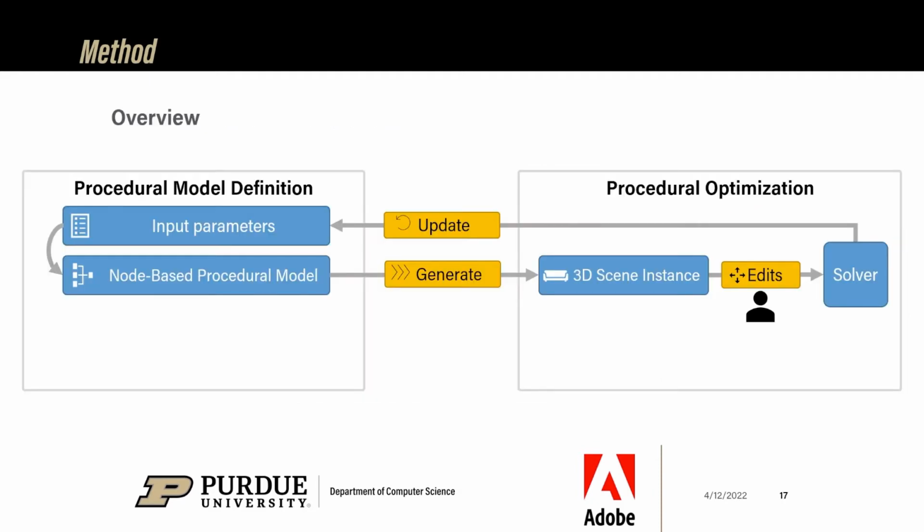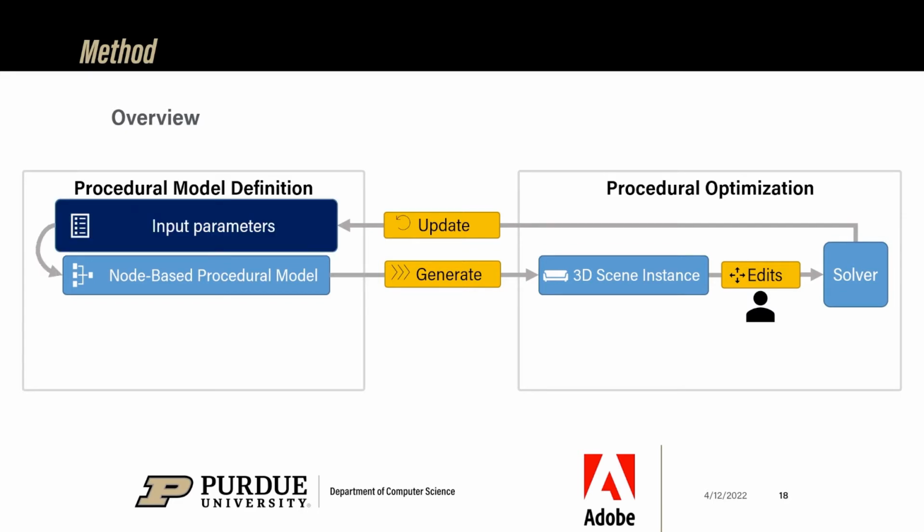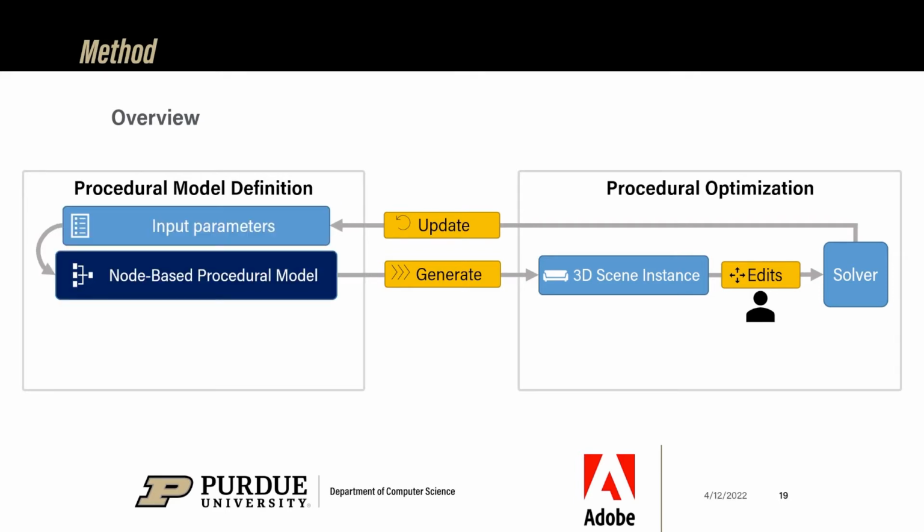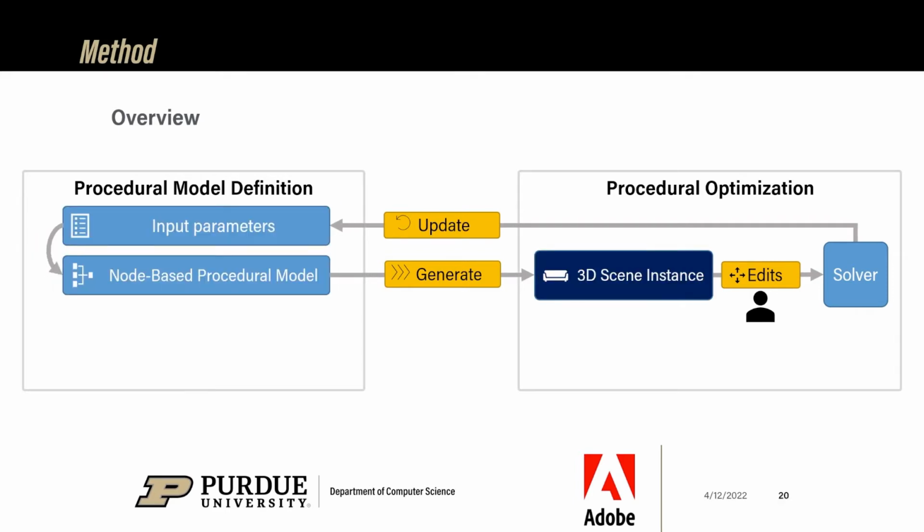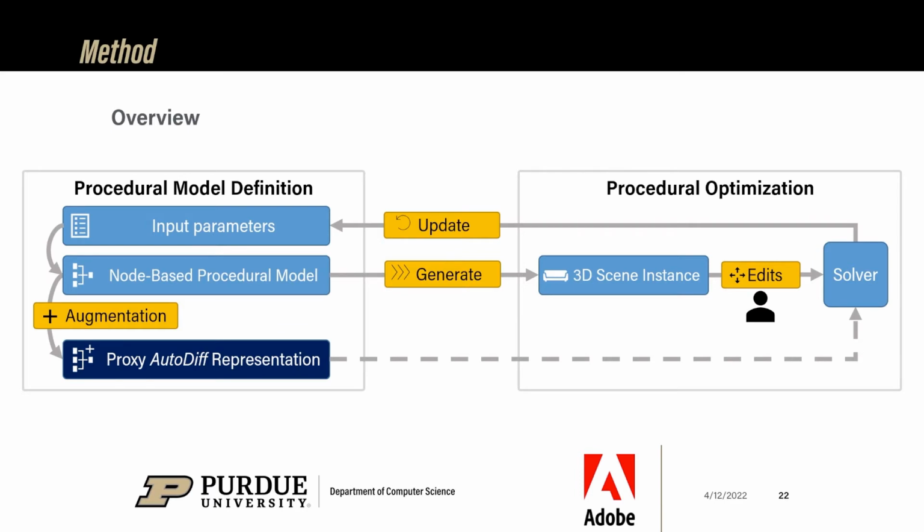Here is an overview of our system when editing the procedural model. As you can see, it works in a cycle. Given the input parameters and the definition of a procedural model, we can generate the corresponding 3D model. Then the user makes a modification on the 3D model, and finally our system tries to match the edits by updating the input parameters, and so on. What is new in our system is that in parallel to the procedural graph, we have a differentiable representation of the procedural model that accelerates optimization when matching the end user edits.